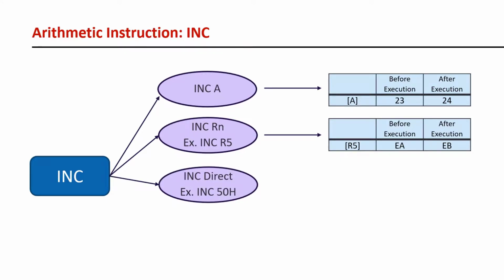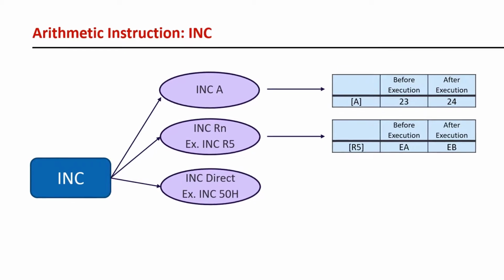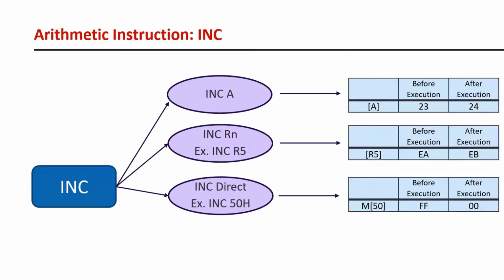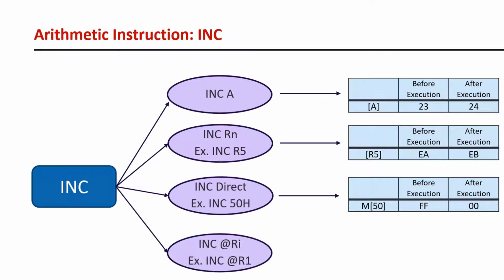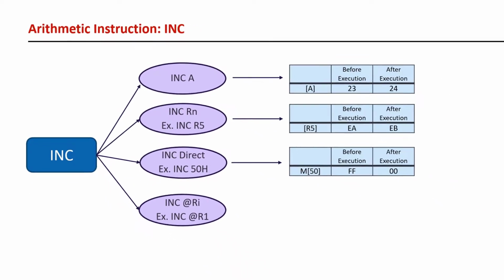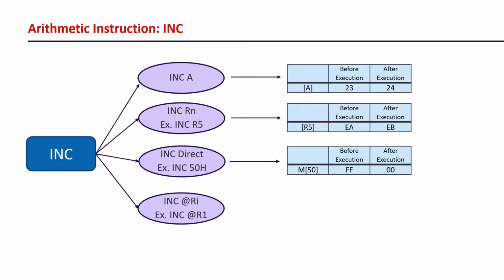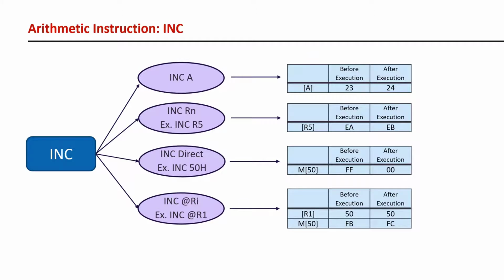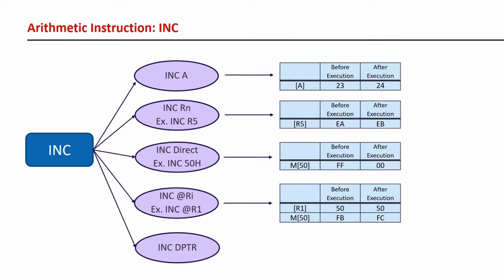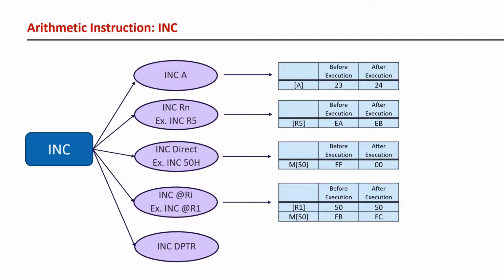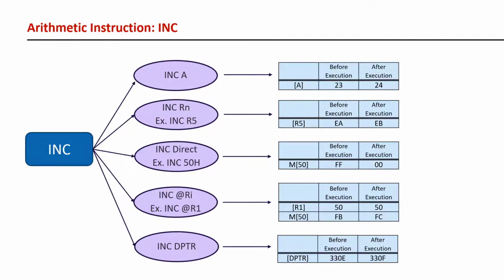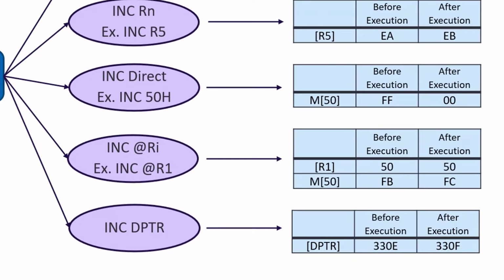INC direct. This instruction increments the content of direct internal memory location given in the instruction by 1. INC @Ri. This instruction increments the content of internal memory location pointed by register Ri. INC DPTR. This instruction is used to increment the content of data pointer by 1. Suppose DPTR containing value 330E. So after the execution of this instruction, data pointer will contain 330F.